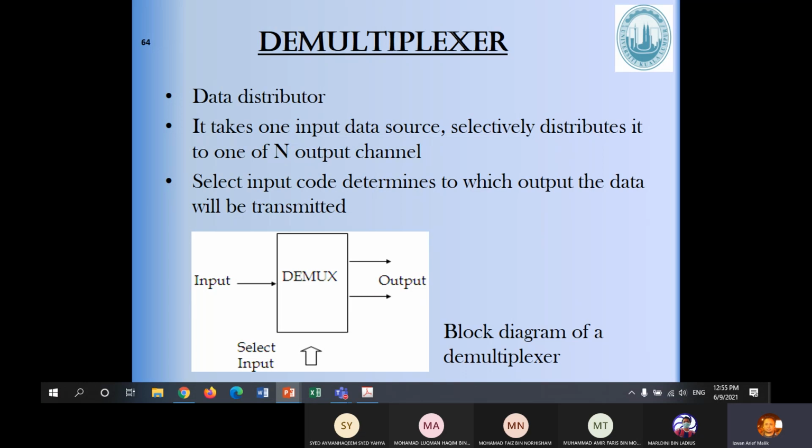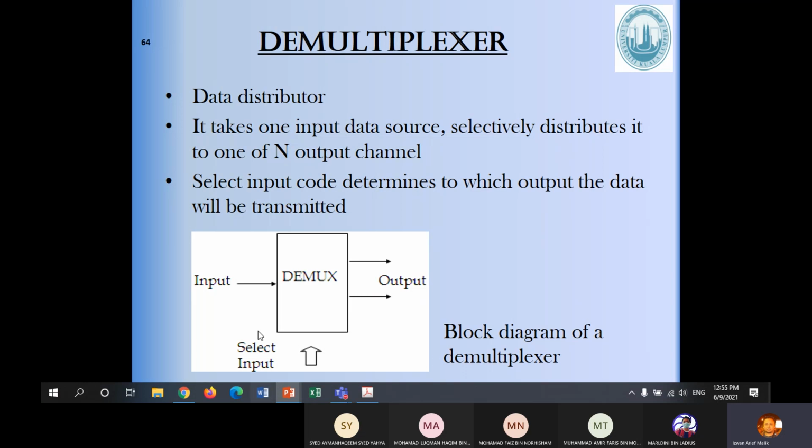So it takes one input data source, selectively distribute it to the one of the n output channel. So the select input code determines to which output the data will be transmitted. Sama juga, selector yang akan memainkan peranan. Okay, playing the major role dekat sini.